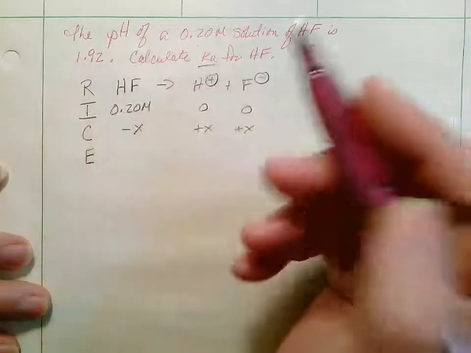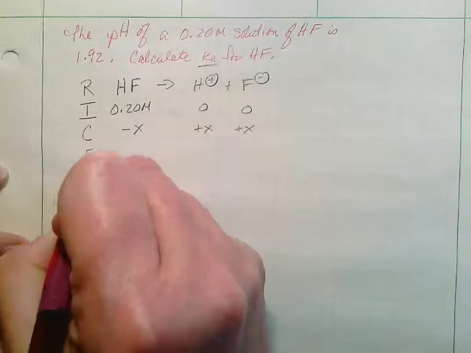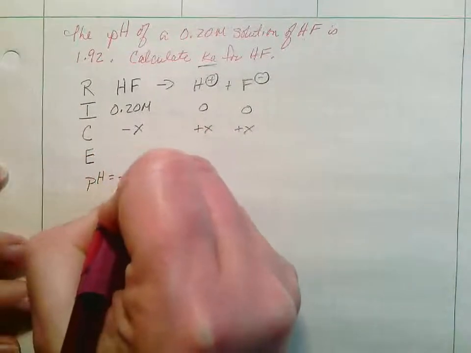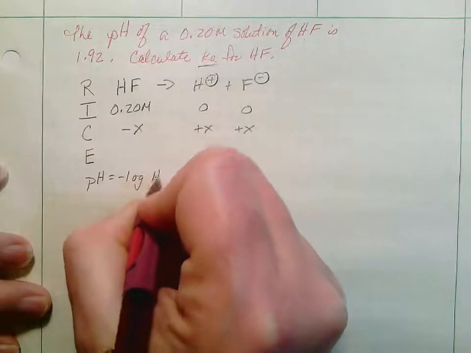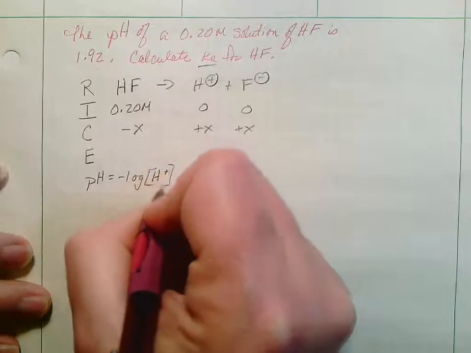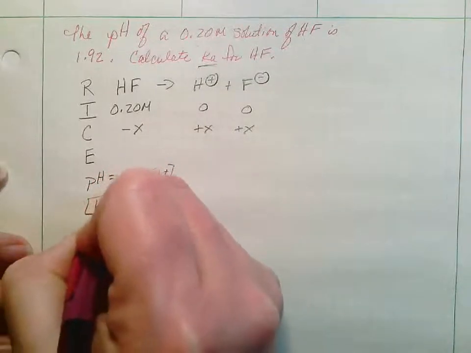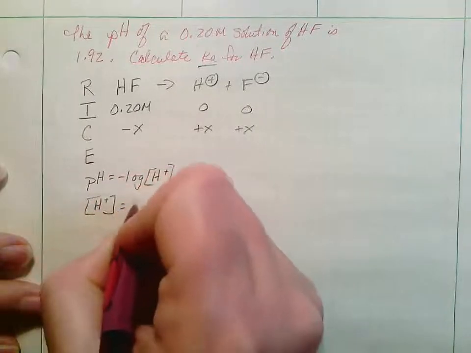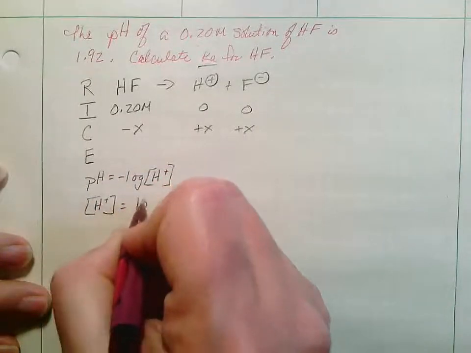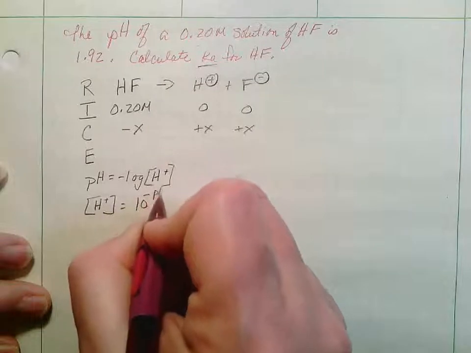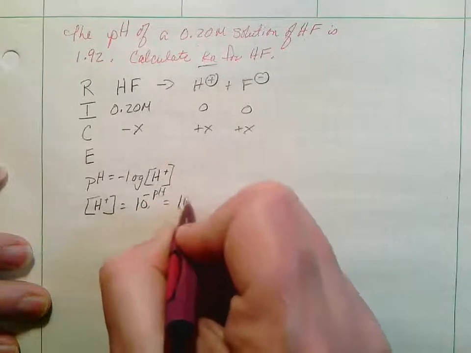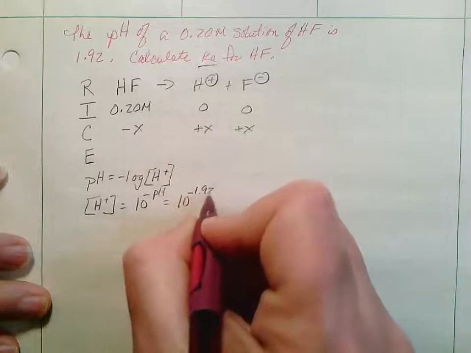And my equilibrium, however, I have some information that I can use to figure out what these values are, because they told me the pH, and I know that pH equals the negative log of the hydrogen ion concentration. So the hydrogen ion concentration will equal 10 to the negative pH, in this case, negative 1.92.